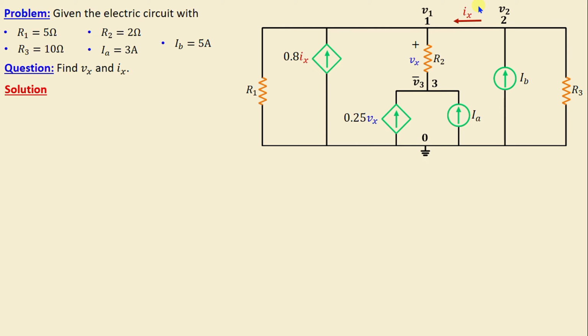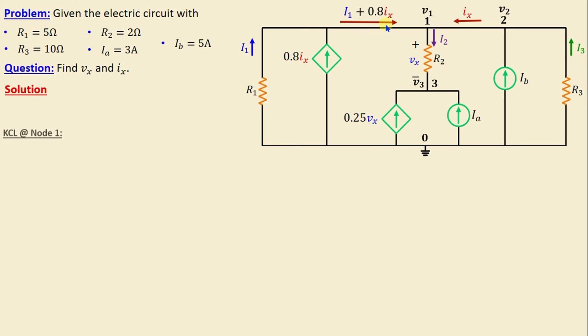Let's assign now arbitrarily the currents in each branch, and I will consider I1 is the current through the resistor R1, and this current is current I1 plus 0.8 Ix, and I2 is the current through the resistor R2, and I3 is the current through the resistor R3. Next, we will proceed to apply Kirchhoff's current law in each node.